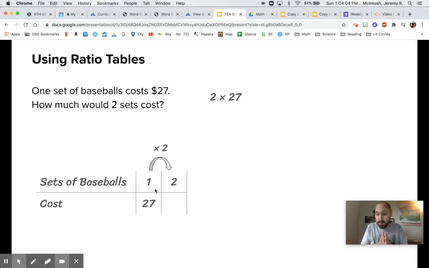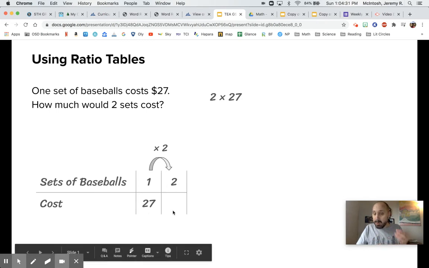So we're going to be multiplying big numbers, but using a ratio table. And most of the time, my students love this strategy when we're doing multiplication strategies. So one set of baseballs costs $27. What does two sets cost? When we write the expression, it comes out as 2 times 27. Now, when we're doing the ratio table, we go from 1 to 2. So we're multiplying the 1 by 2. Now we're up to 2.